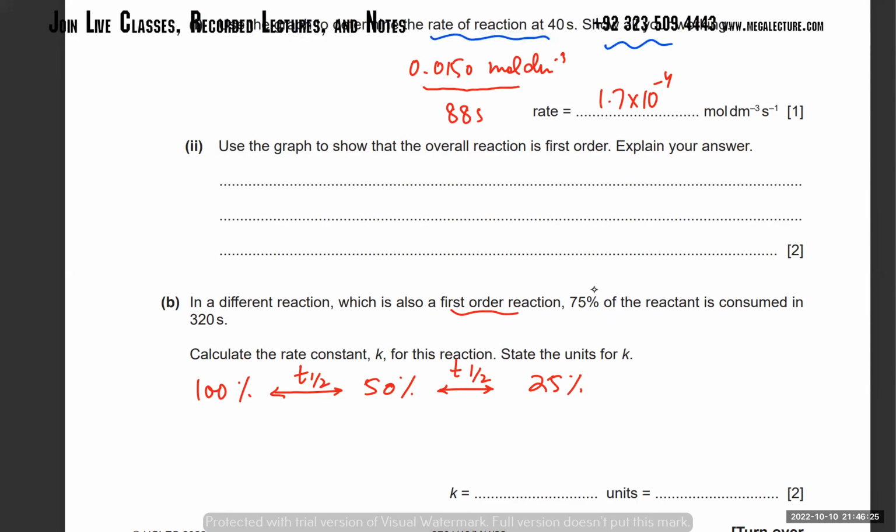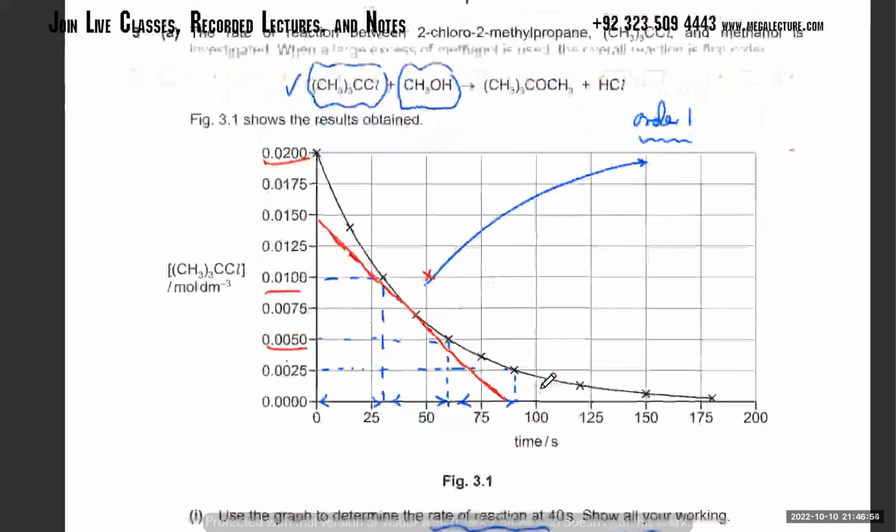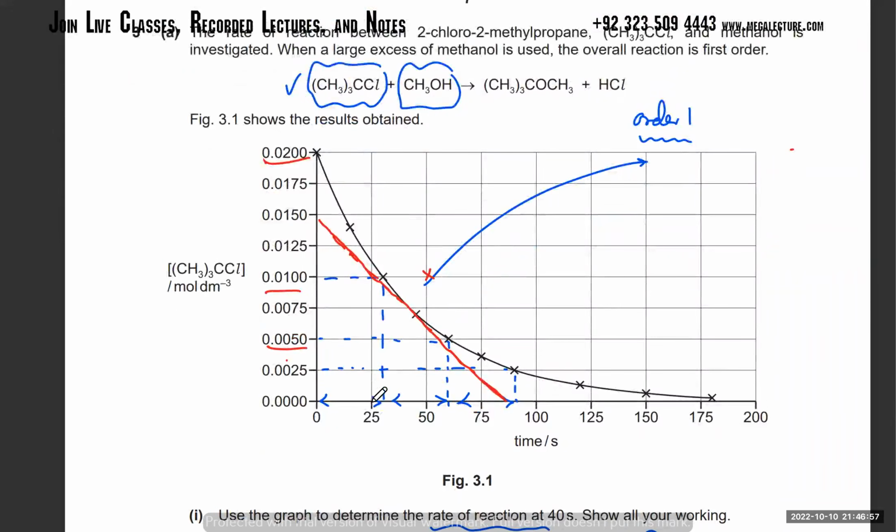Now, in a first order reaction, the half-life is constant, right? So the half-life is constant. That means the first half-life value and the second half-life value is the same. Like if it takes 10 seconds for the concentration to decrease by 50%, it's going to take another 10 seconds for the concentration to decrease by 50% again, right? Is this clear? Yes, sir. Like if it takes 26 seconds for the concentration to decrease by half, it's going to take another 26 seconds.